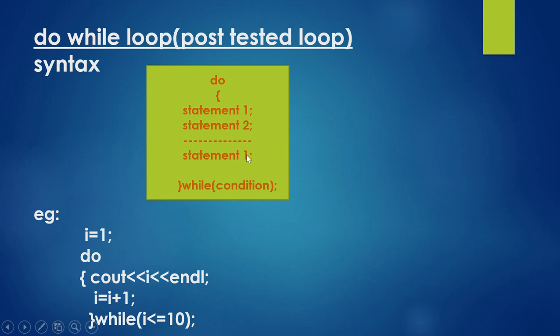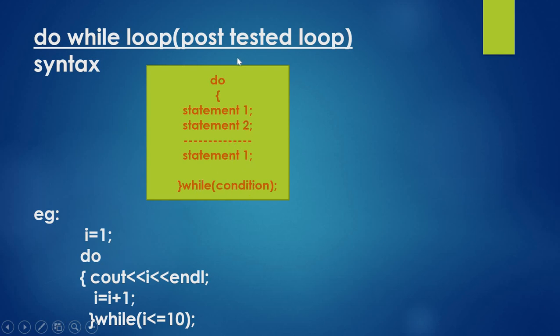It is not 1, it is n. In the do while loop, the condition is checked at the end, and after the while condition there should be one semicolon. First, do and while should be in small letters. After do, there should be one opening bracket, then the statements to be repeated, then the while condition.